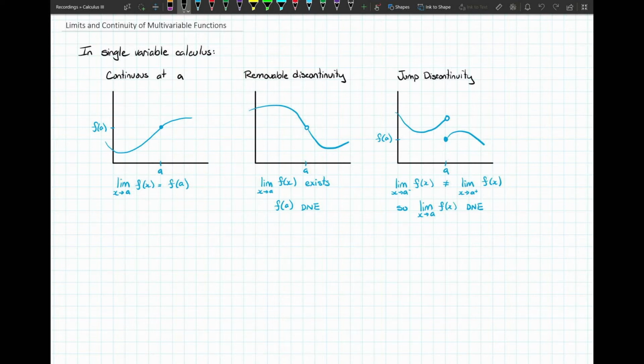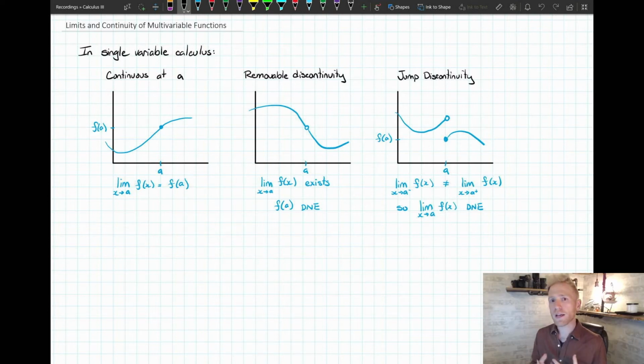As for a jump discontinuity, that's when the limits from both sides approaching a don't agree. The limit as x approaches a from the left may be different than the limit as x approaches a from the right. In this case, you can see from the left, our limit is approaching some higher value, and the limit from the right is approaching some lower value. And it doesn't really matter if f of a exists or not. The left-hand side of this equation for continuity doesn't exist, and therefore we call this a jump discontinuity. Now we also have something called an infinite discontinuity. That's where we have an asymptote, but typically that would be considered a jump discontinuity as well.